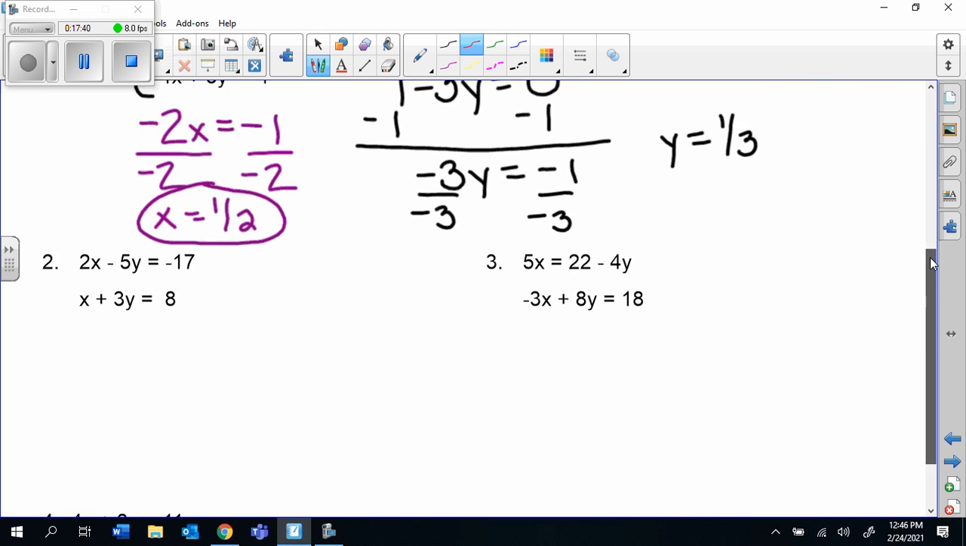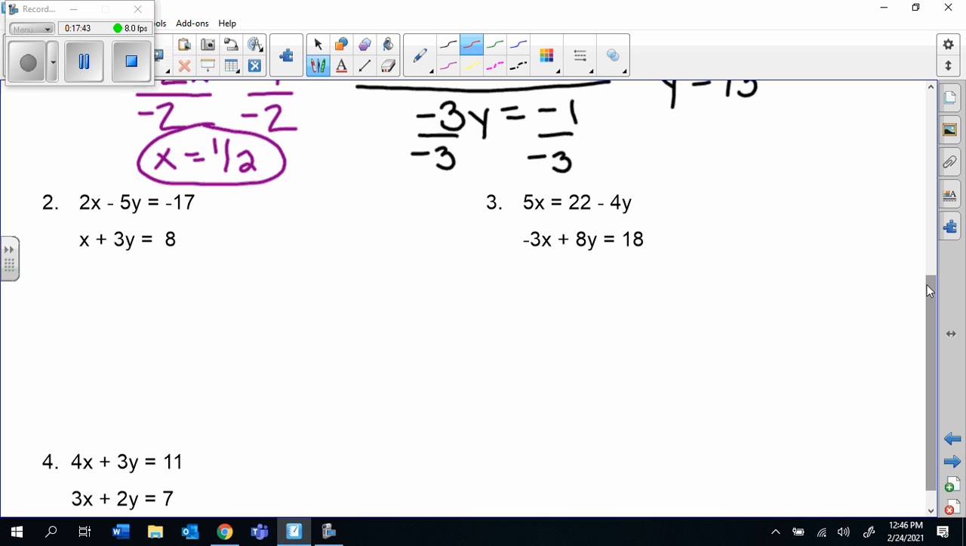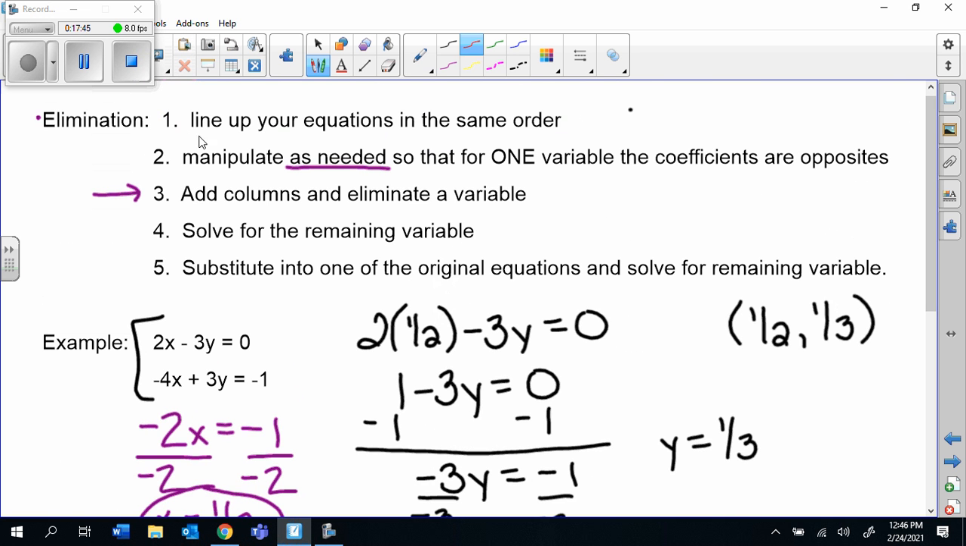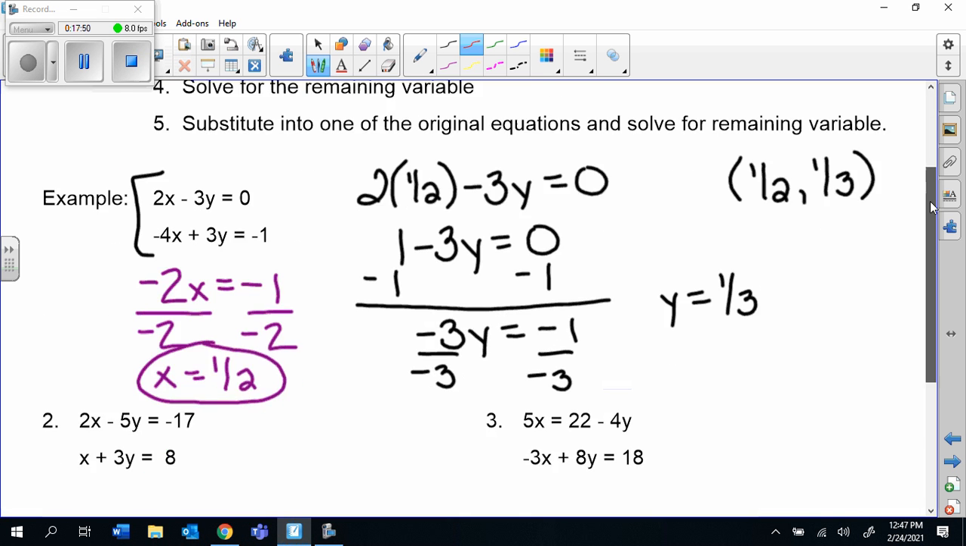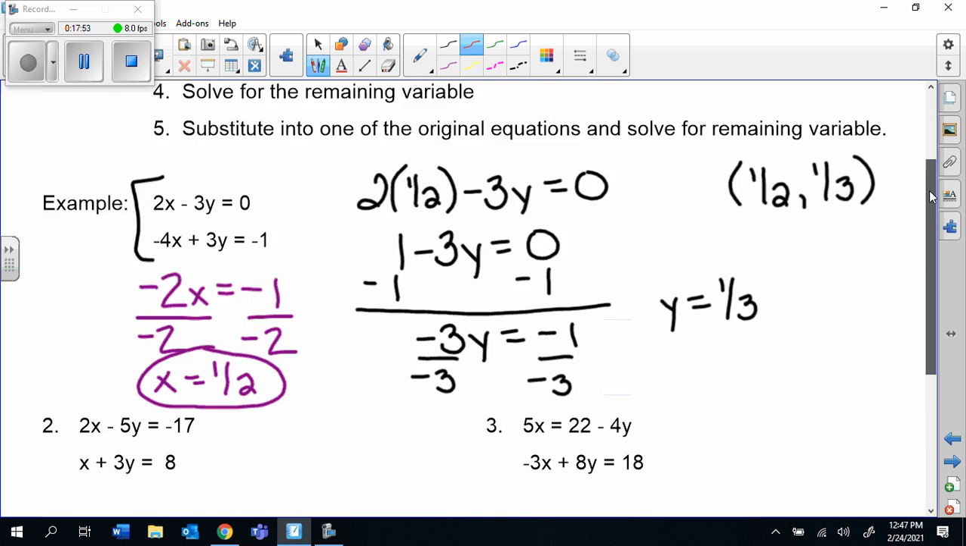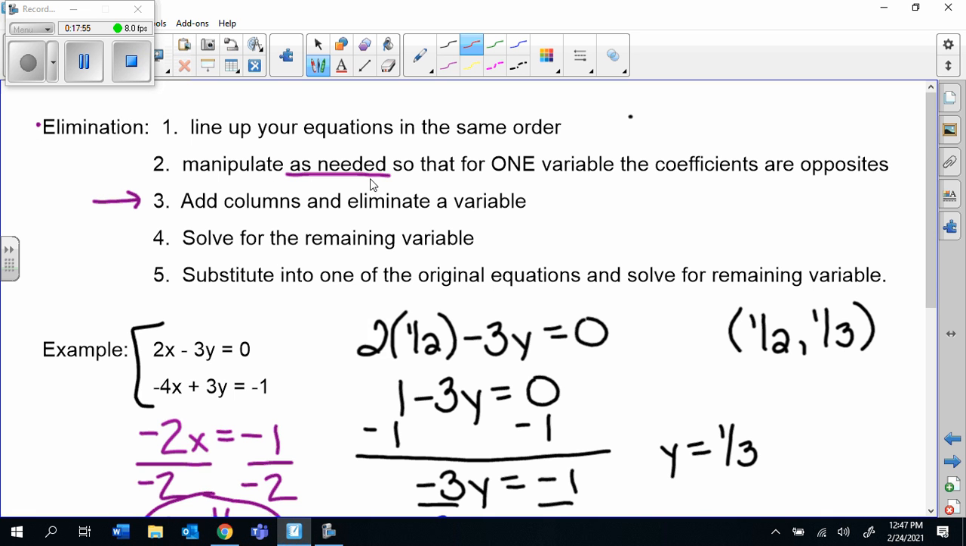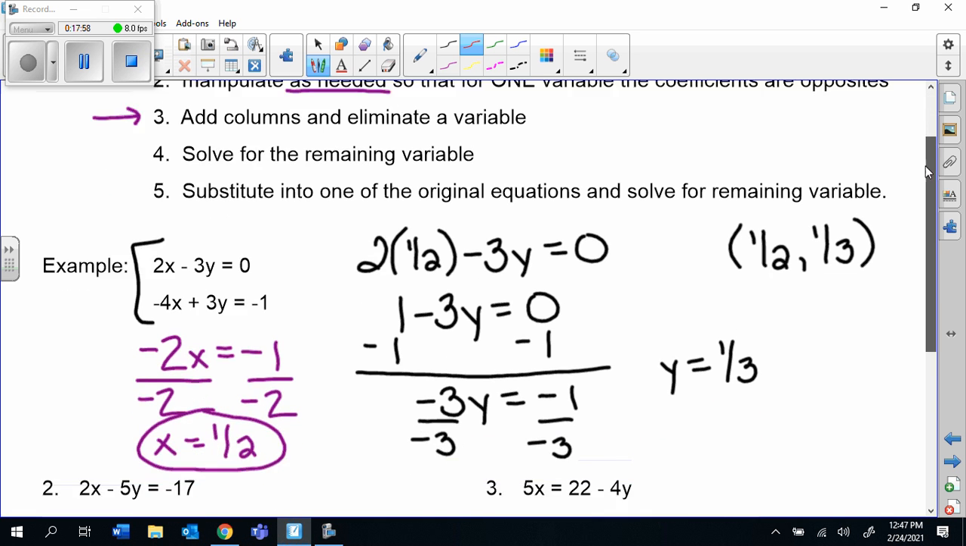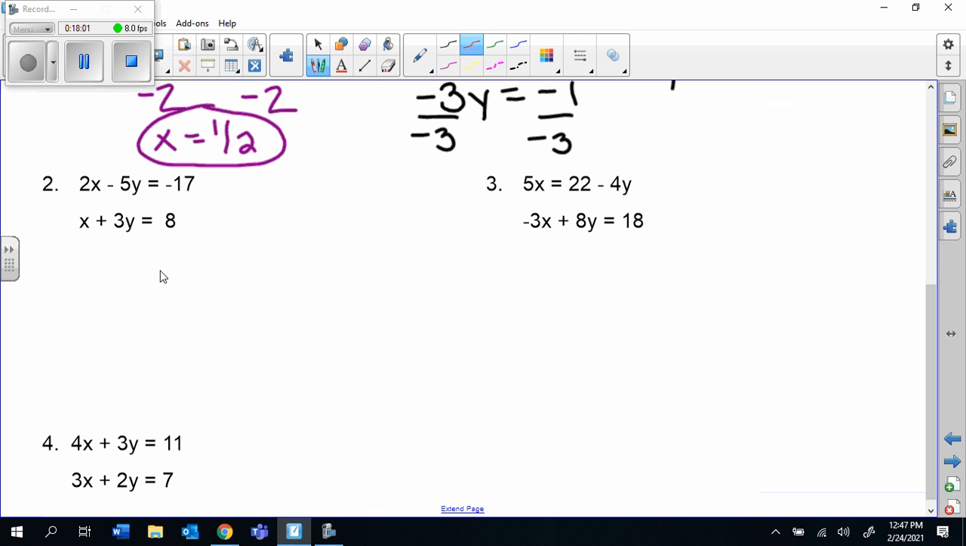All right, number 2. Let's go revisit our steps again. Line up your equations in the same order. Are we good on that? X's, Y's, yes. Manipulate as needed. Okay, so I think on this one, we're going to practice that skill. Manipulate as needed. I need to somehow create a situation where I have opposites in front of the same letter. So, for instance, right now this is a 1, and this is a +2.